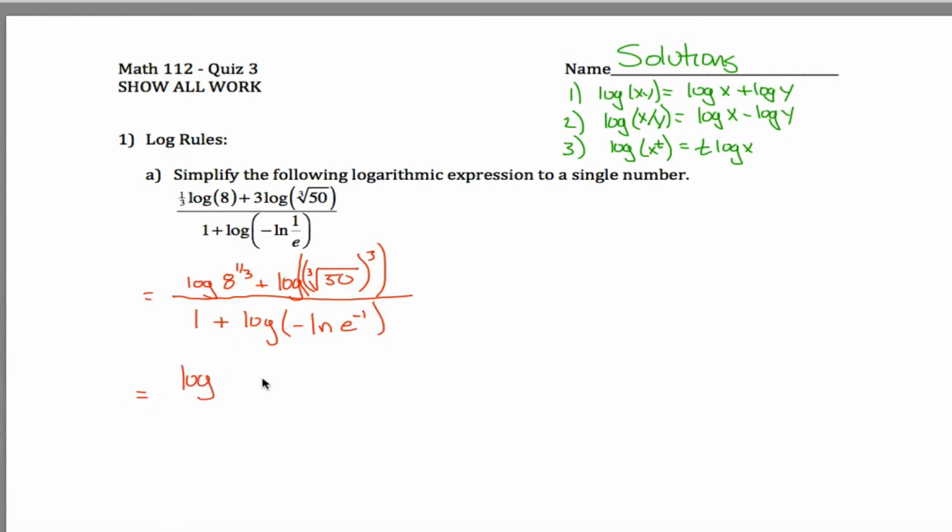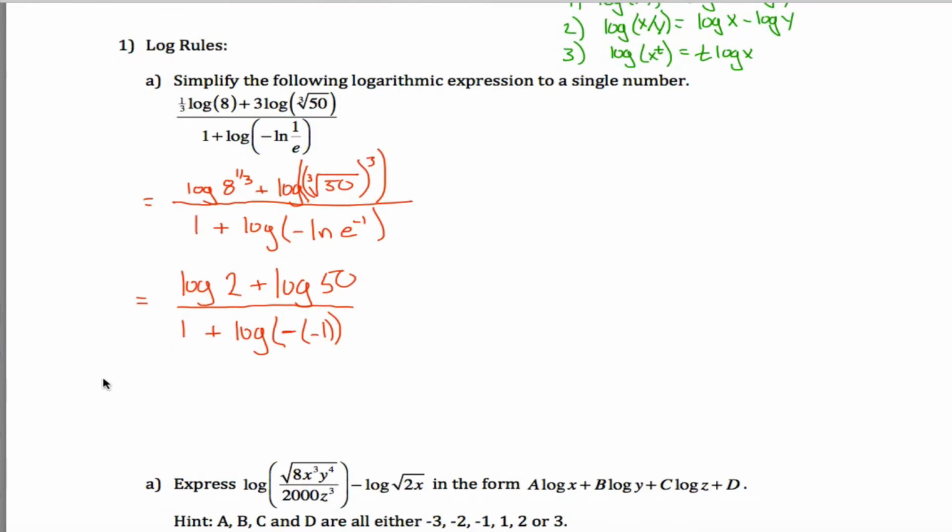But 8 to the 1/3 is just the cubed root of 8. So really all I have in the numerator here is the log of 2 plus the cubed root of 50 cubed is just 50. So I got the log of 50. And then down in the denominator, I got 1 plus the log of the negative of the natural log of e to the negative 1 power. That's asking you, to what power must you raise e to make it e to the negative 1 power? The answer to that is negative 1. So really, this whole thing turns into a negative 1. So what I have is the log of the negative of negative 1. In other words, I got the log of 1 down here.